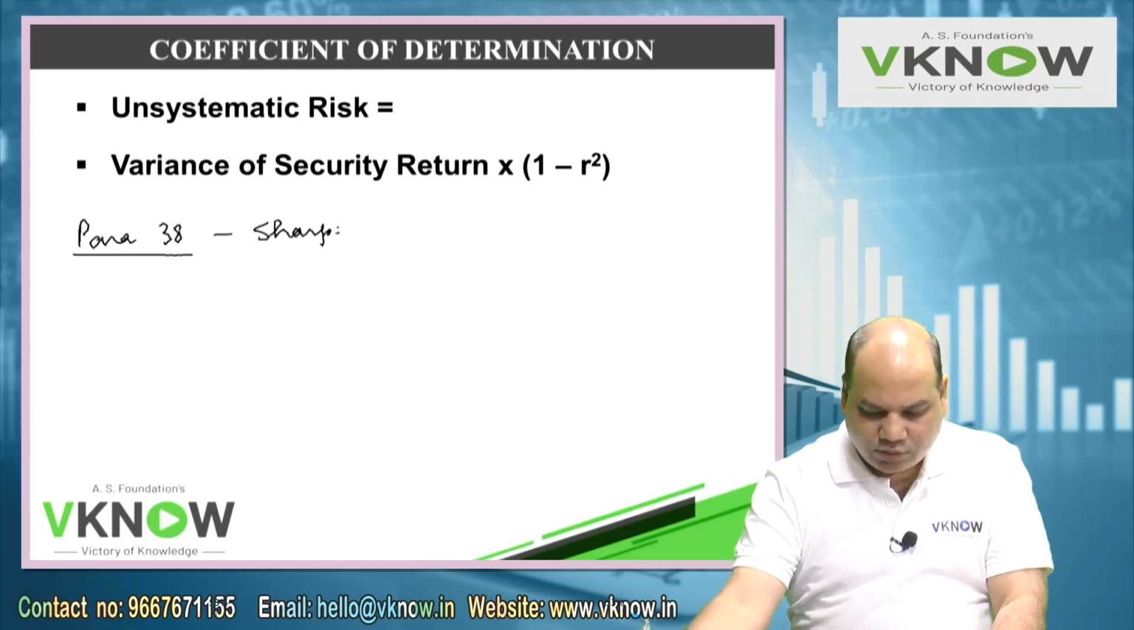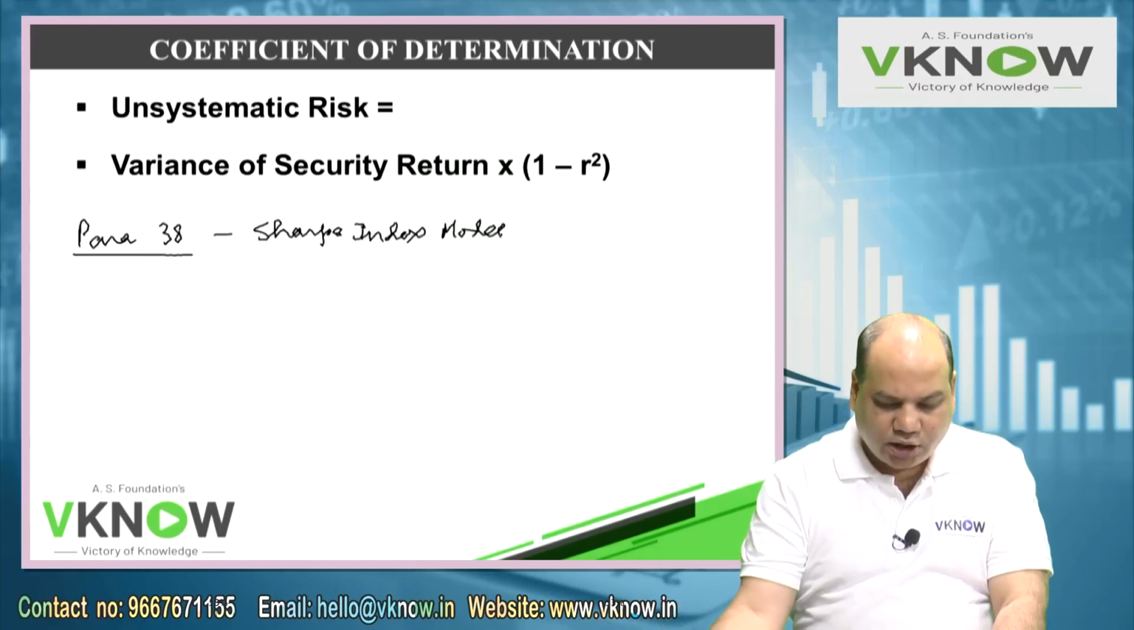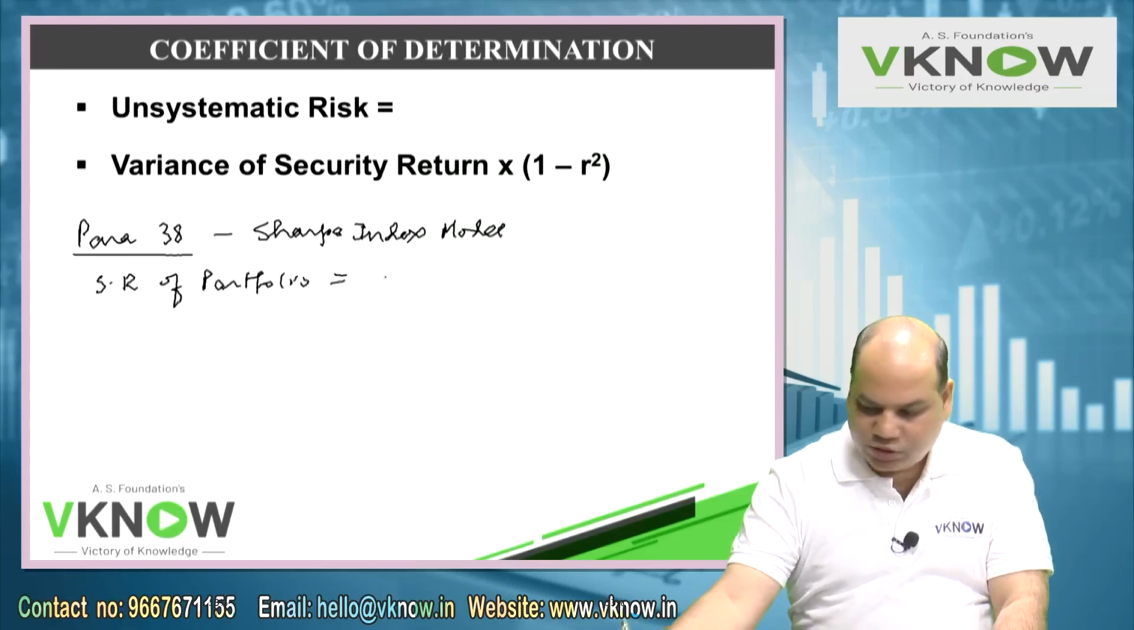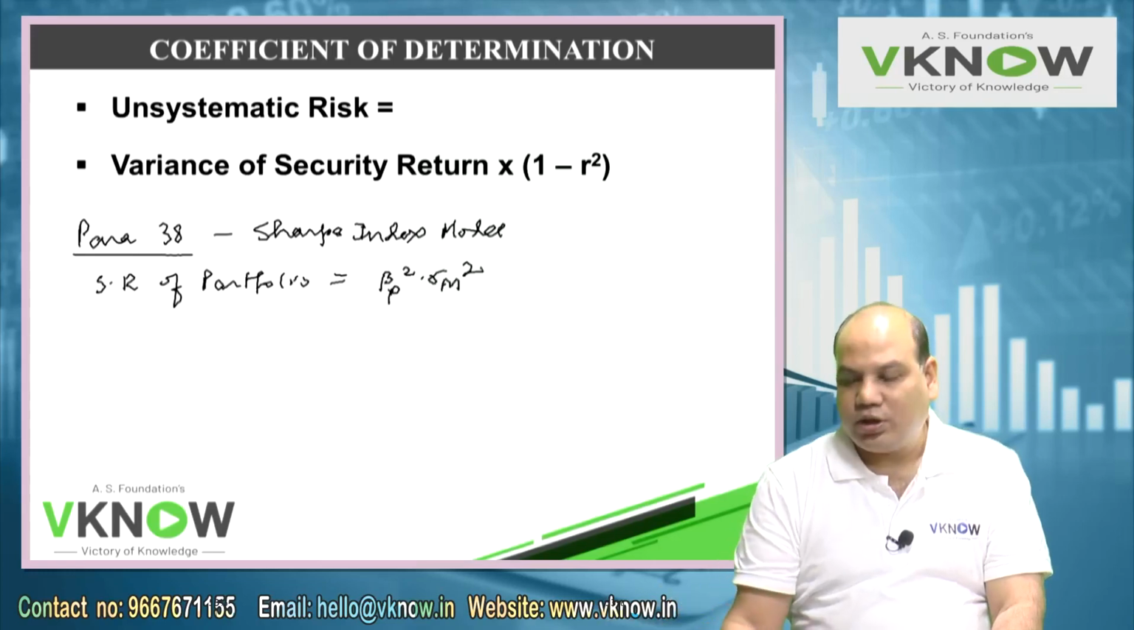Sharpe index model. This is also tested in the exam. Under the Sharpe index model, the systematic risk of the portfolio, you can just mention there, is beta of the portfolio square into sigma m square.